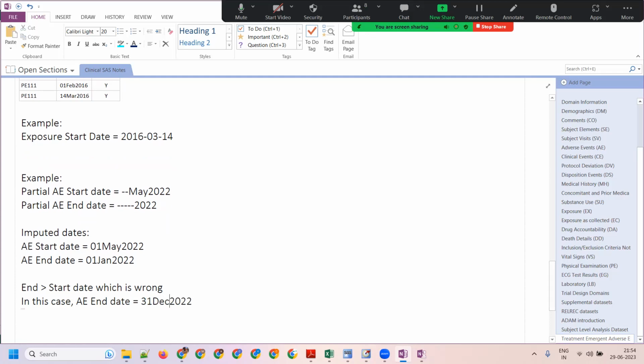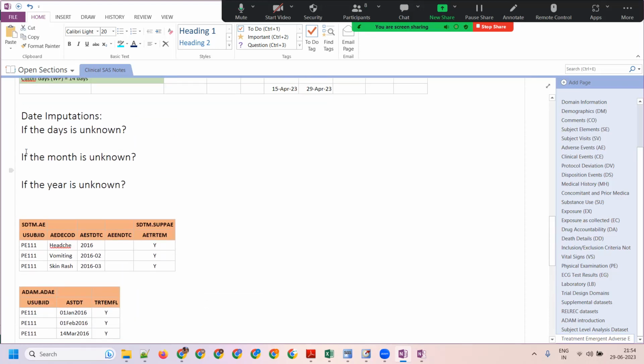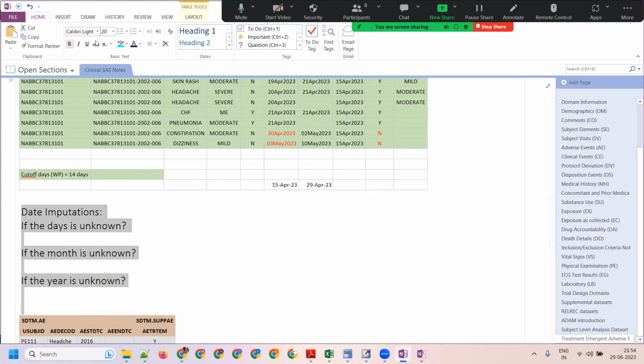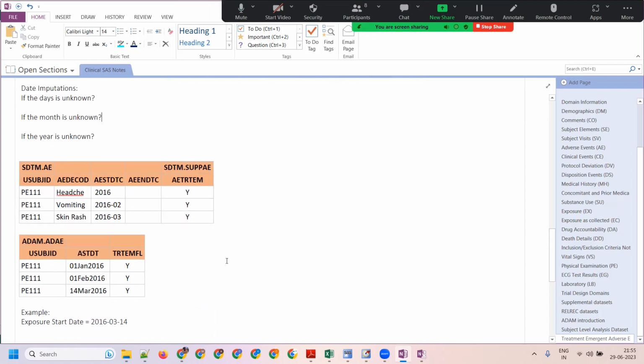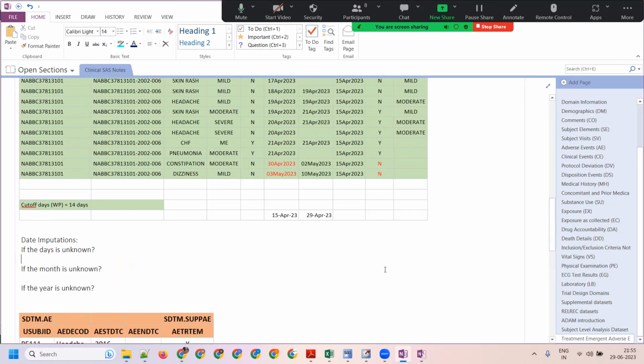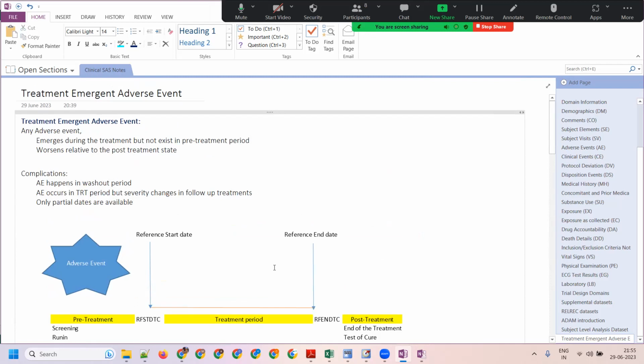All of you are able to follow now? These are a few things I wanted to talk about. The imputation part also comes, so I want to cover that as well. Is that making sense? Now all of you are clear with your treatment emergent dates and treatment emergent adverse events. I'll update the theory here. I don't want to take much of your time. It's already 1.5 hours. Make sense? Is this understandable?